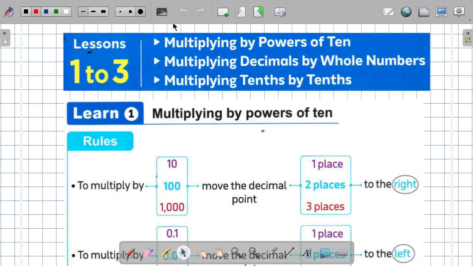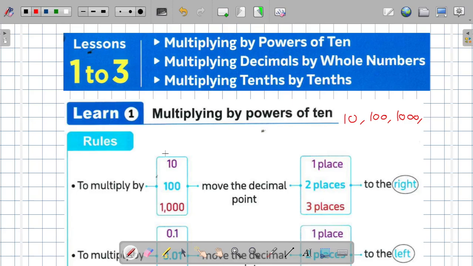The first part of our lesson today is about multiplying using powers of 10. What is the meaning of powers of 10? Powers of 10 means we are talking about 10 or 100 or 1000 or 10,000 and so on. So I have 1 and so many zeros next to 1.